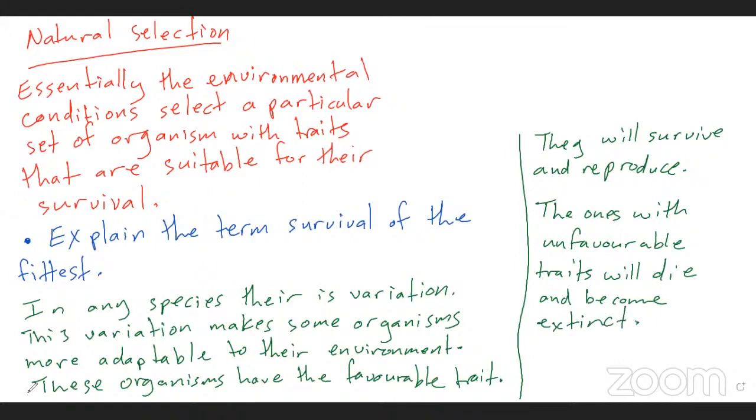Just remember at least this part. Organisms with favorable traits will survive and reproduce, and the ones that don't have it will die out. So, in one sentence, survival of the fittest: organisms with favorable traits survive and reproduce. The ones without it die and become extinct. That is what survival of the fittest essentially means.